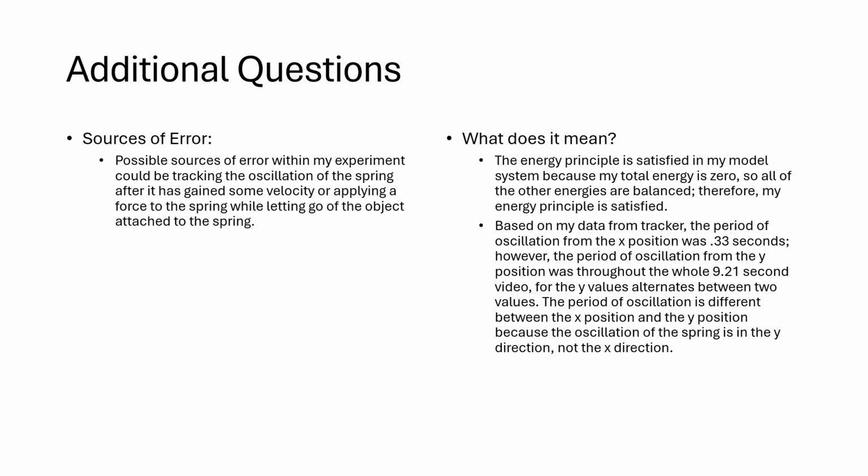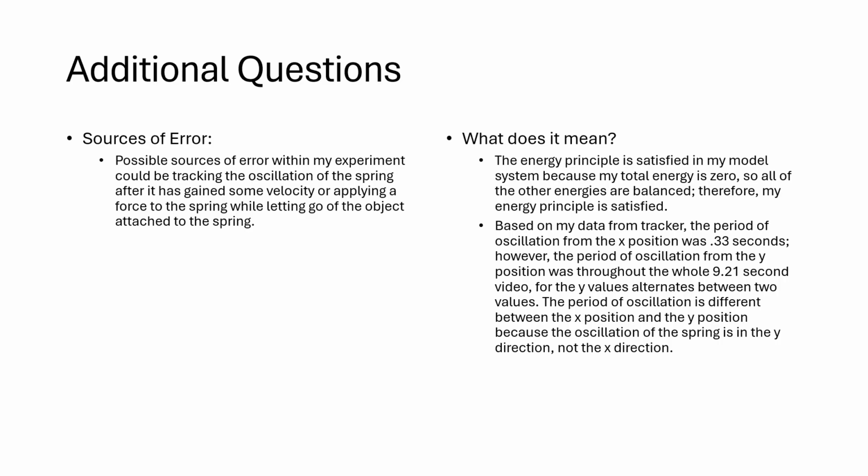So sources of error within my experiment was tracking the oscillation of the spring after it already had gained some velocity. Also applying a force to the spring while letting go of the object attached to the spring as well. My energy principle was satisfied in my model because my model showed that the energy was 0. So that means that all the energies are balanced, therefore my energy principle is satisfied.